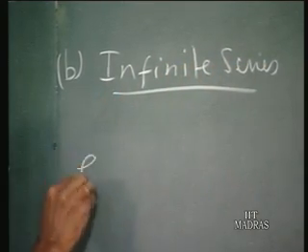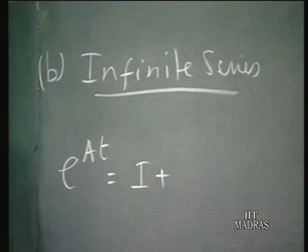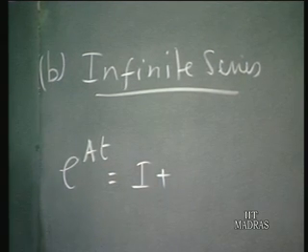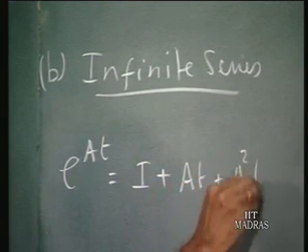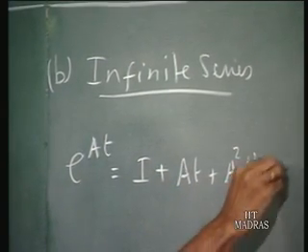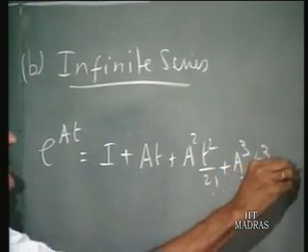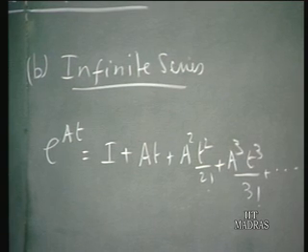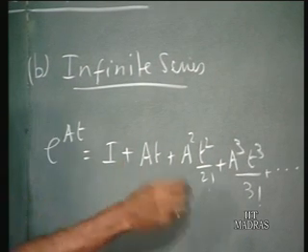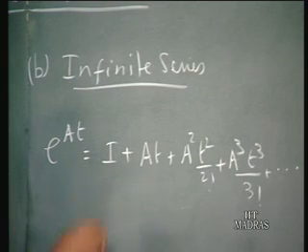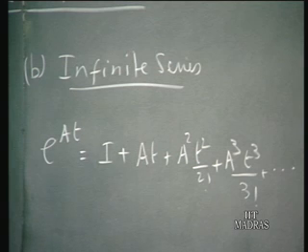So, we say that e to the power of At is the infinite series: I, a unit matrix of dimension n, plus At, plus A squared t squared by 2 factorial, plus A cubed t cubed by 3 factorial, and so on and so forth. This is the infinite series expansion for e to the power of At. Therefore, you form A squared, A cubed, and try to add up these terms because all of them are square matrices of order n. They are compatible for addition.